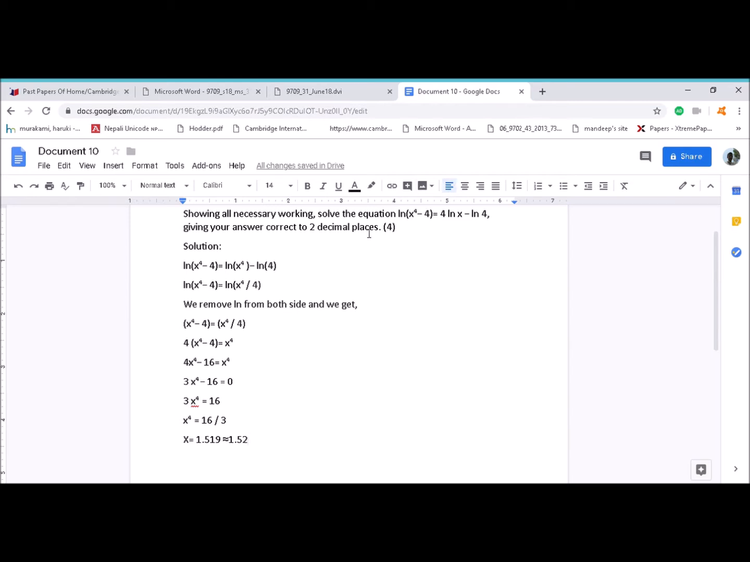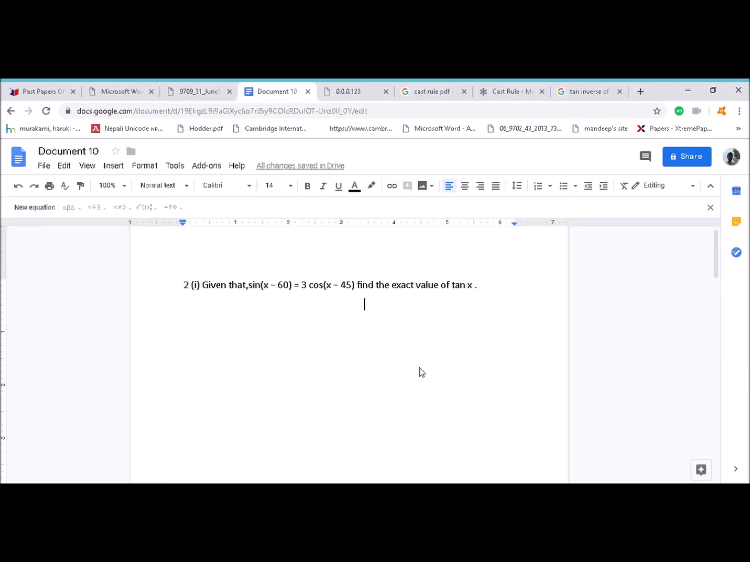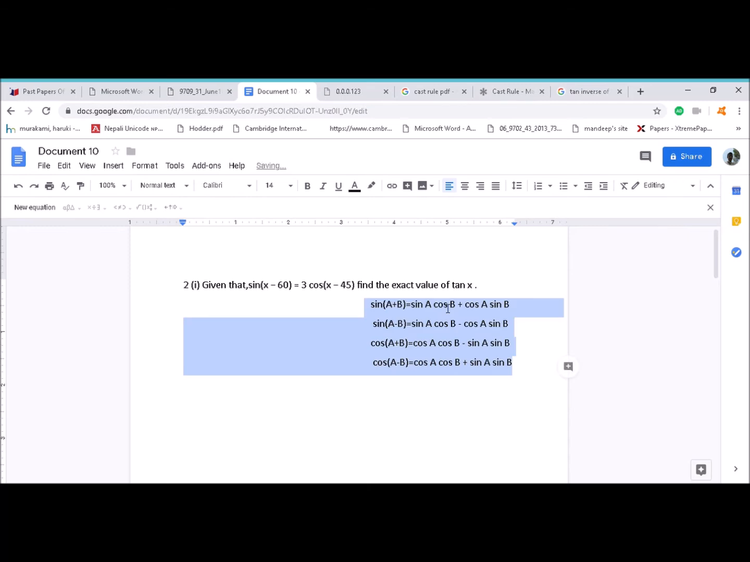Now let's move into the second question. Let's read the question, 2i. Given that sin(x - 60) = 3 cos(x - 45), find the exact value of tan x. In the exam you will be given a formula sheet and you'll have all the formulae there, and the formula you will basically have will be this: sin(a + b) and so on, you just have to use these and the trigonometric identities.